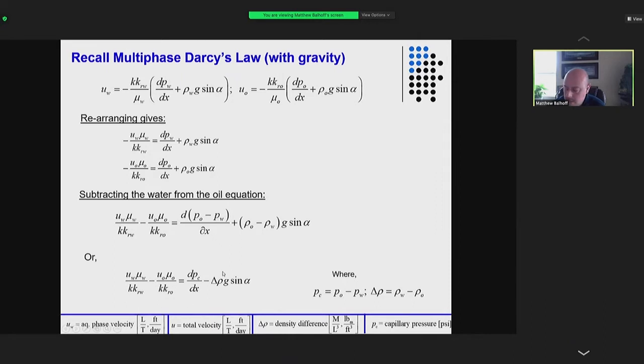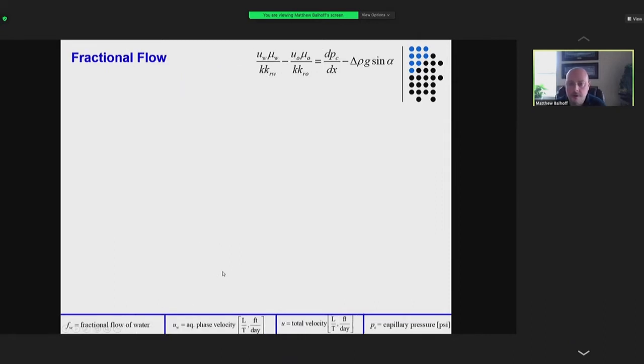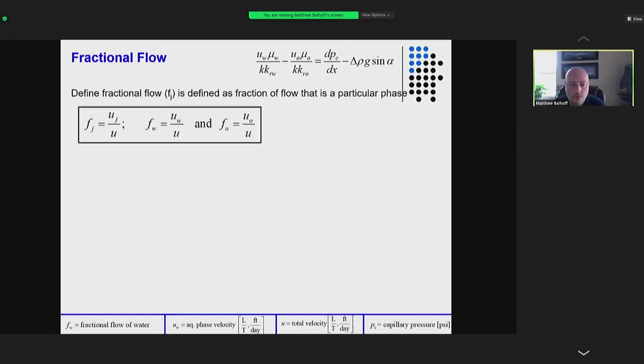We're going to use it for fractional flow, and I've rewritten the equation up here in the upper right hand corner just so we can remember it. But what fractional flow is exactly what it sounds like. It's the fraction of the flow that's a certain phase. So the fractional flow of phase j is the velocity of phase j divided by the total velocity. So then the fractional flow of water is u_w divided by u, and the fractional flow of oil is u_o divided by u.